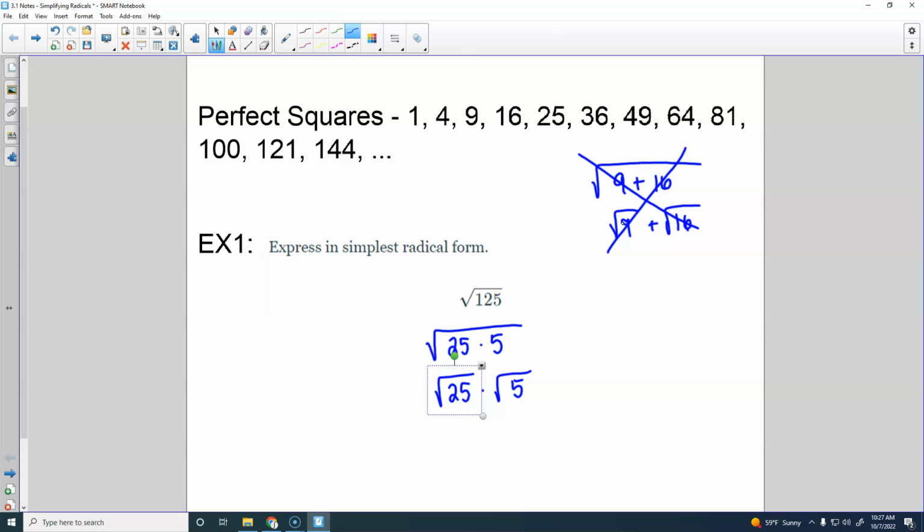You don't have to write that step. What is the square root of 25? It's 5. We've taken the square root, so it is no longer underneath the root. And then we have to just leave the square root of 5 underneath because we cannot take that square root. So this would be our simplified form of this.